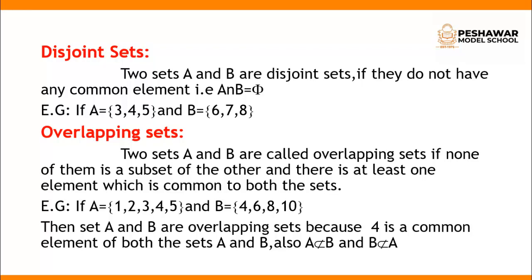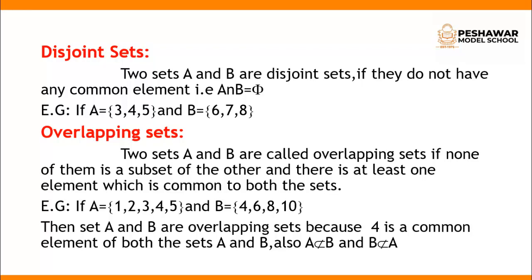Let us consider this example. Set A is equal to {1, 2, 3, 4, 5} and set B is equal to {4, 6, 8, 10}. Whenever we take their intersection, there is at least one common element, that is 4. So it means it is an overlapping set.